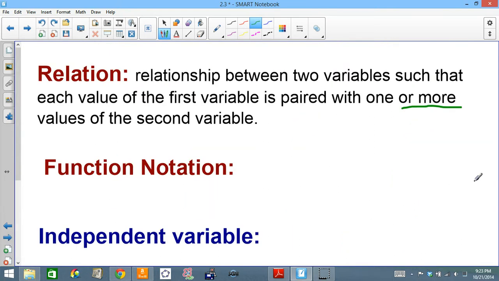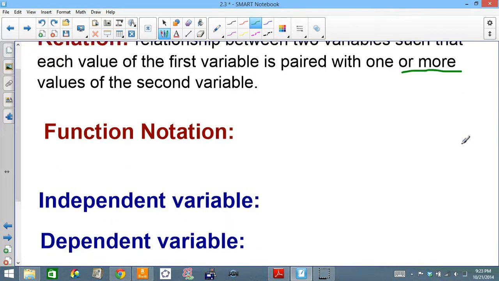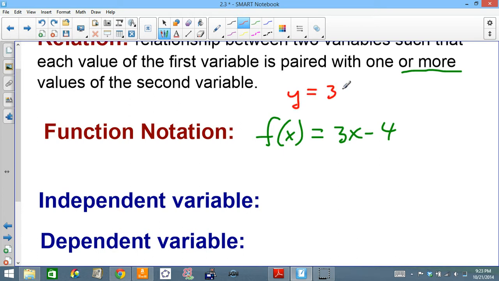So it's a relationship between two variables such that each value of the first variable is paired with one or more values of the second variable. Function notation looks like this: f of x, and that's how we say it. f of x equals 3x minus 4. You've been looking at it all this time as y equals 3x minus 4. You might want to continue looking at it that way, except f of x, the function notation, allows us to do things that we can't normally do.